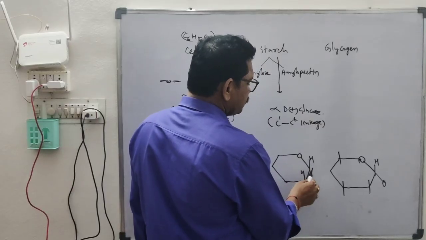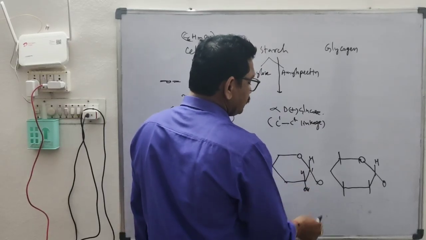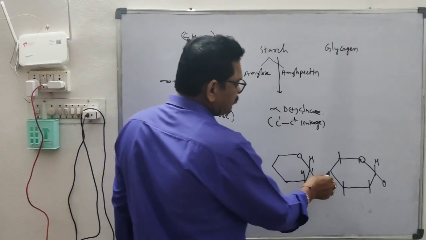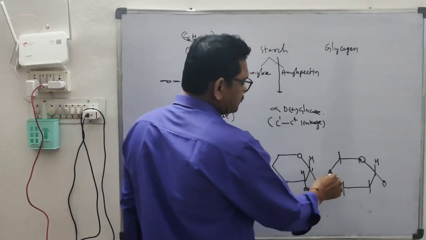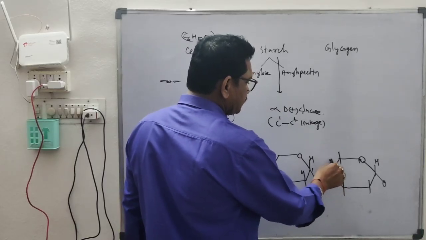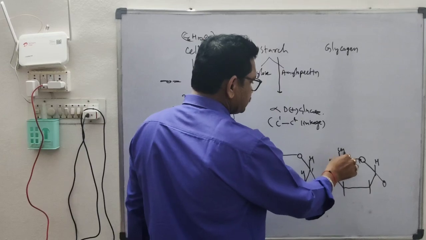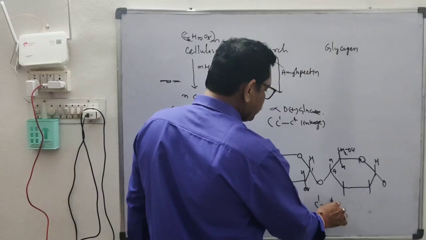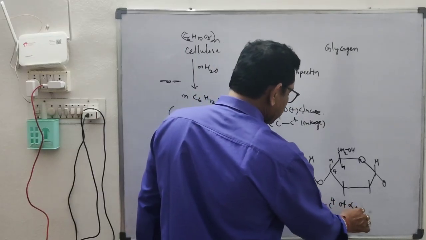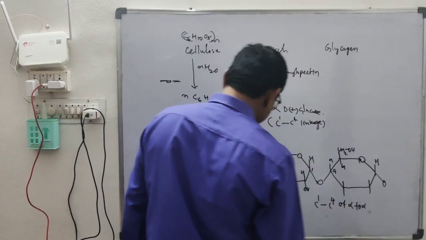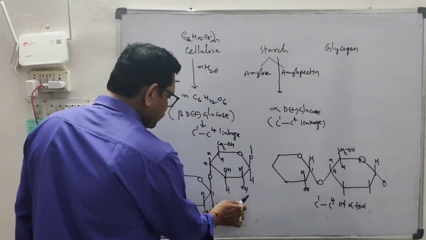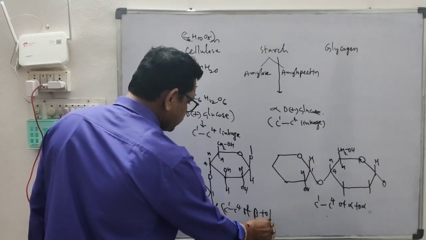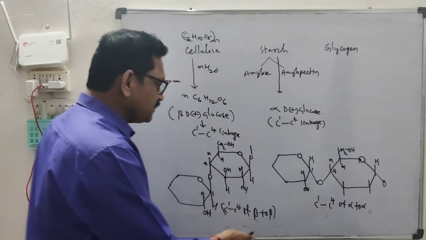See, look here, this is OH, no? Fourth carbon, look here, OH is there. There is a loss of water molecule. This is the fourth carbon, with CH2OH. This link is called what? C1-C4 link of alpha to alpha. This is the C1-C4 link of beta to beta. This is beta glucose, that is alpha glucose.